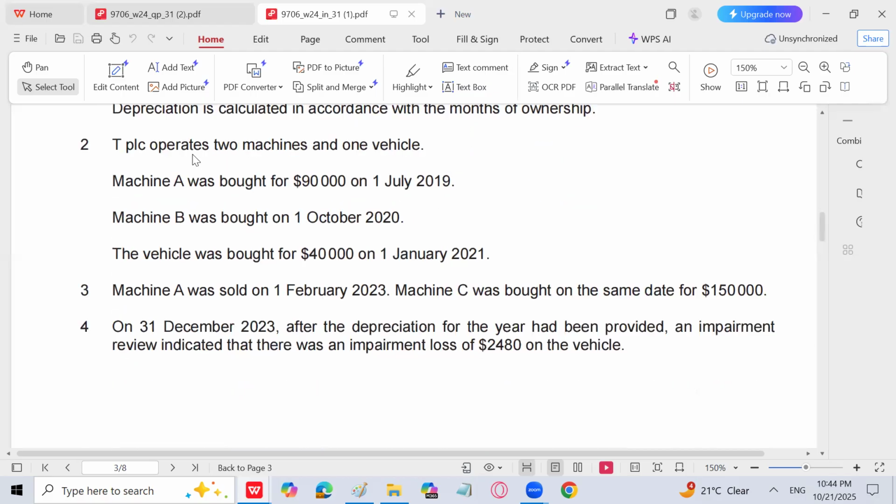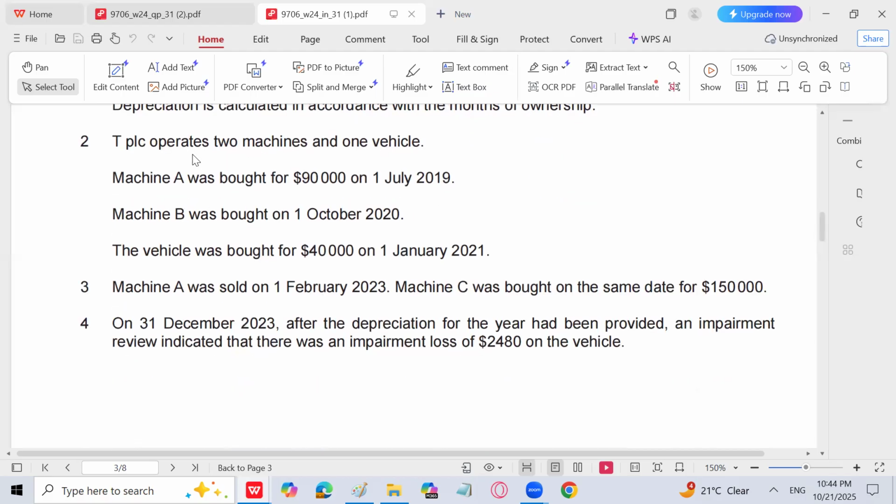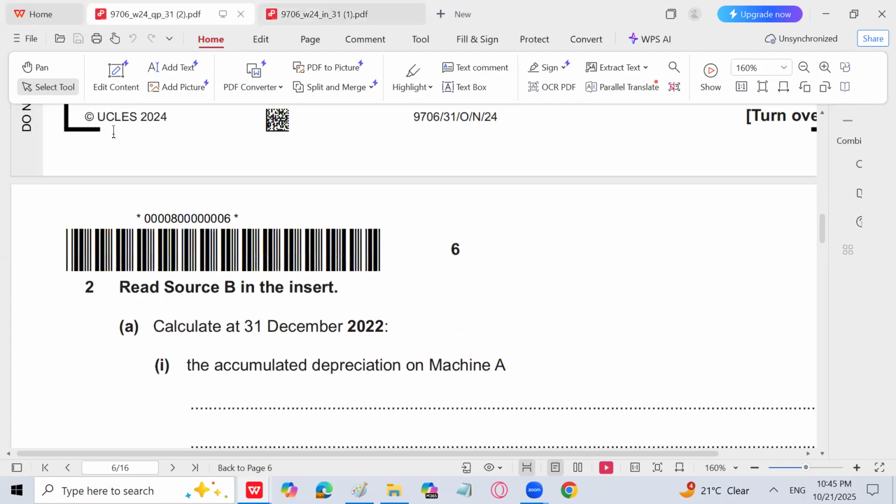On 31st December 2023, after the depreciation for the year had been provided, an impairment review indicated that there was an impairment loss of 2480 on the vehicle. Remember this, that we have only one vehicle of 40,000 and the same vehicle is going to be impaired, and the impairment loss is 2480. Let's go for the question.